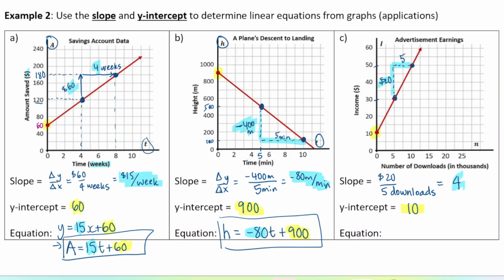So my equation is going to be I equals 4n plus 10. I'm using the variables that are shown on the graph there. I'm just going to add the word 1,000. So it's $4 for every 1,000 downloads.